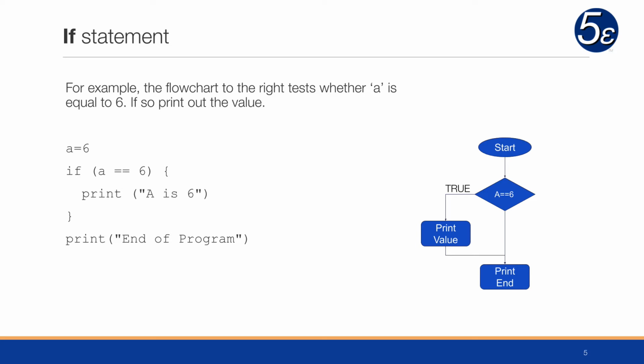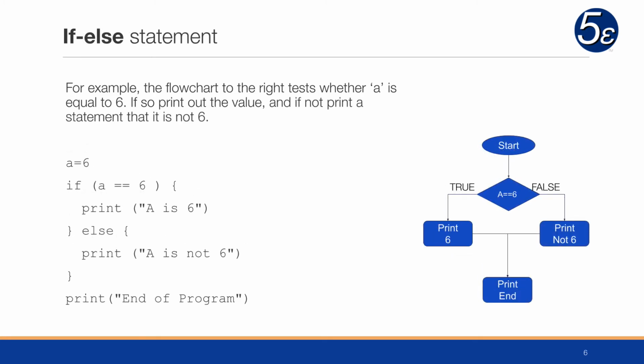You'll notice that there is no else statement here, as we mentioned in the previous slide. We'll show that again on the next slide. But if the condition is not true, it will just not print out the A is 6 and just drop to the end of the program. But since this condition is true, it will print out A is 6.